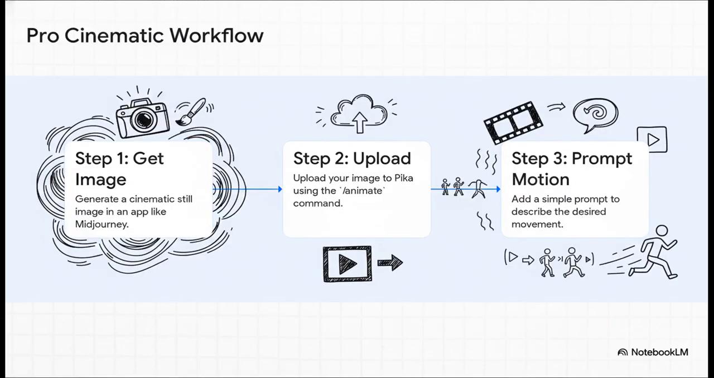So here's how that pro workflow actually breaks down. First, you go create your perfect still image in a tool that's built for that, like Midjourney. Step 2, you bring that amazing image into Pika and use the /animate command. And finally, you just give it a simple motion prompt. See, the key is you're not asking Pika to invent a whole scene from scratch. You're just asking it to animate the perfect scene you already made.